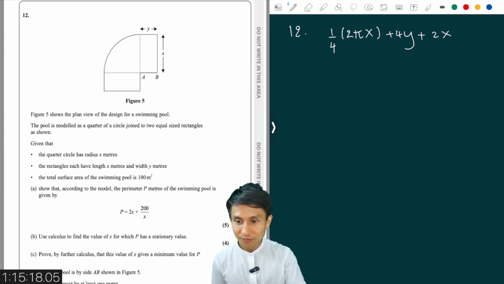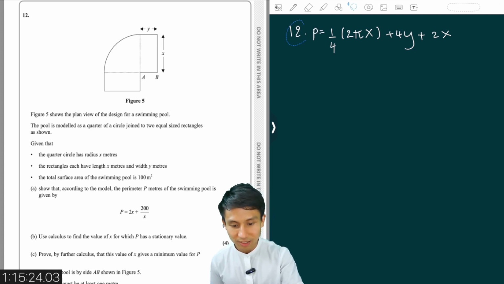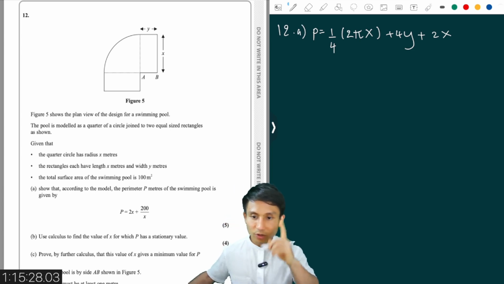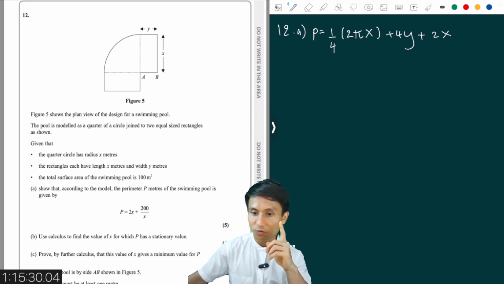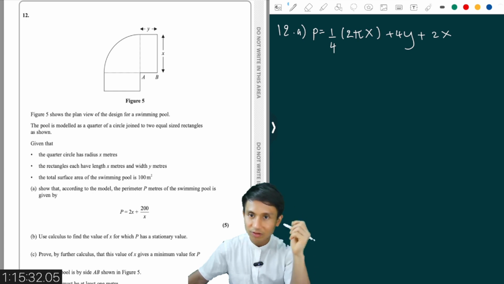Is it given? No, it's not given. So this is the perimeter first. We just leave it at this for now. Hang on, that's part A. But we are given the total surface area of the pool, so it's just everything there.